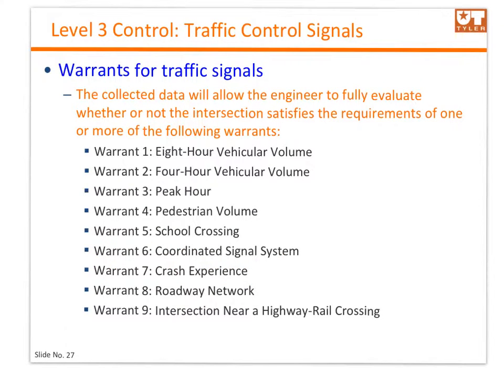So what are these warrants? The warrants for traffic signals, based on the collected data, allow the engineer to fully evaluate whether or not the intersection satisfies the requirements of one or more of the following warrants. Warrant 1 is 8-hour vehicular volume, warrant 2 is 4-hour vehicular volume, warrant 3 is peak hour, warrant 4 is pedestrian volume, warrant 5 is school crossing, warrant 6 is coordinated signal system, warrant 7 is crash experience, warrant 8 is roadway network, all the way to the last warrant, which was added recently, and this is the intersection near a highway rail crossing.